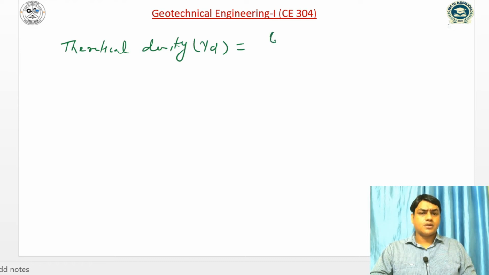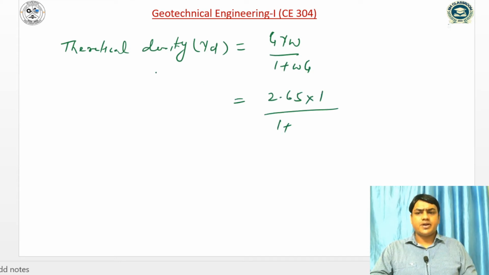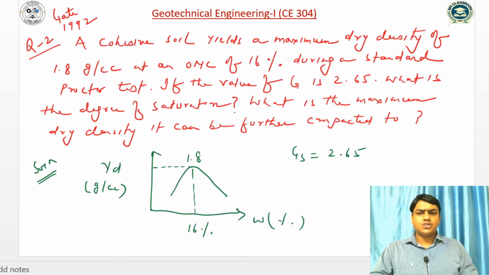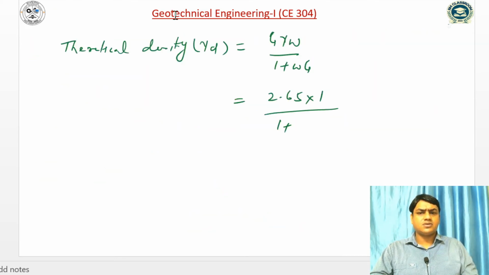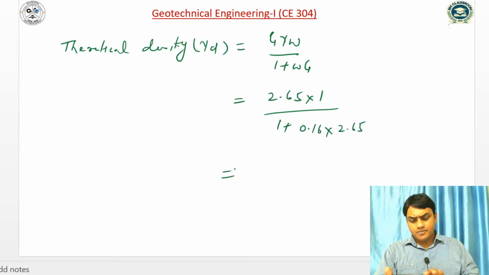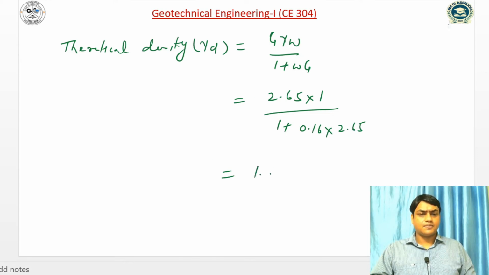So it will be G gamma w divided by 1 plus wG, that is 2.65 into 1 divided by 1 plus the water content 0.16 into 2.65. So the theoretical density will be 2.65 divided by 1 plus 0.16 into 2.65, so it is 1.86 gram per cc.